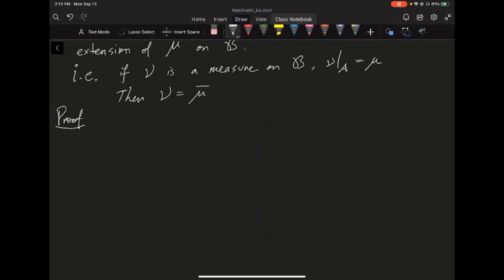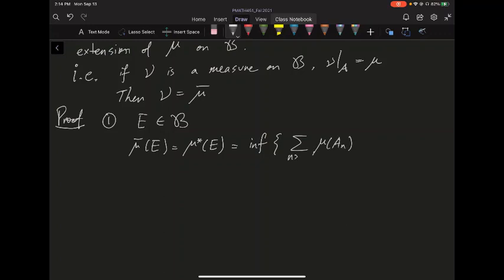The first step, we want to compare ν of a set with μ bar of E. Suppose I have some E inside the sigma algebra B, which contains all the μ star measurable sets. On one hand, this μ bar of E by definition is none other than the outer measure of E coming from the pre-measure, so it is the infimum of all the summations of μ of A_n, n greater than or equal to 1, where each A_n comes from the algebra and the A_n's cover E, so E is contained in the union of the A_n. This is just the definition of the outer measure μ star, and that's exactly how we define the Carathéodory extension μ bar.